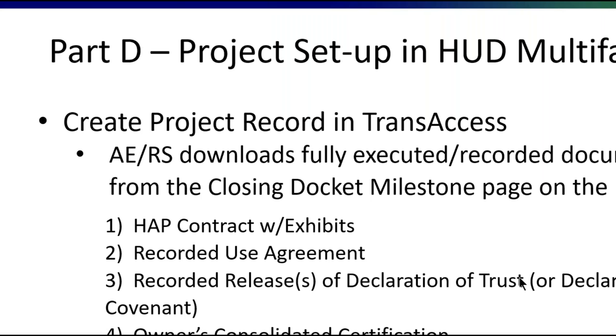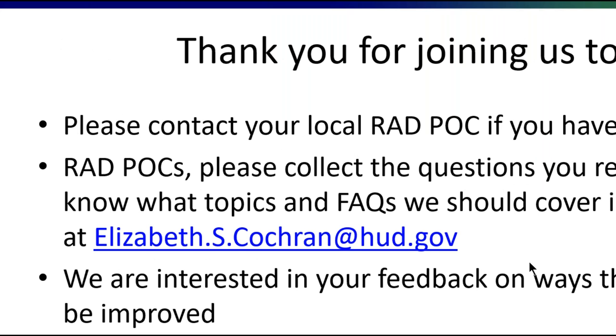We want to make sure that we download only those applicable that are fully executed documents, and that includes your HAP contract with exhibits, your recorded use agreement, recorded release or declaration of trust, the owner's consolidation certification, the RCC, and any amendments as applicable, and delay conversion agreements as well. So that concludes the SOW and what the AE or RS is responsible for in a RAD conversion. Passing it back to you, Livy.